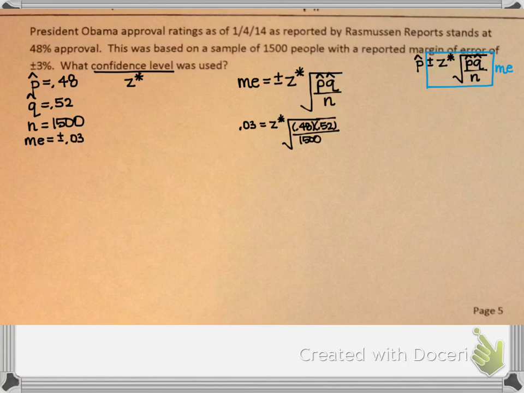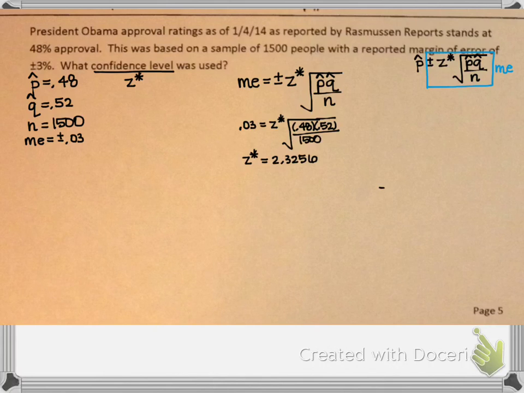So I'm going to go ahead and solve this. I'm going to do all of the stuff in the square root, and then I'm just going to divide that to the other side. So my Z star, if I type this in, is going to give me 2.3256. Now, remember, this is plus or minus, actually.